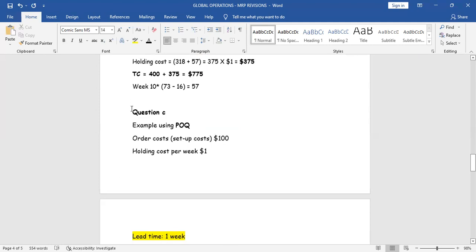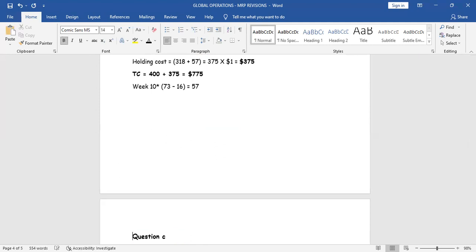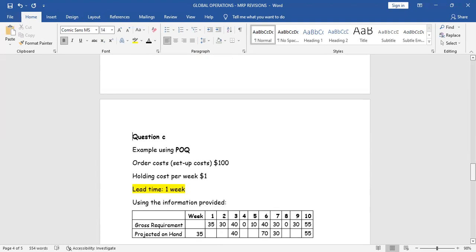Example, question C on POQ. We still have the order cost being the same, which is $100, and the holding cost per week being $1, and the lead time has maintained to be 1 week.